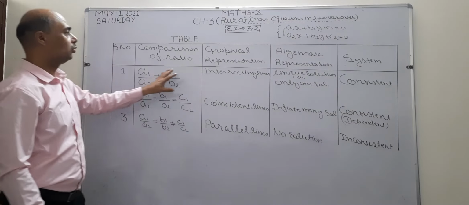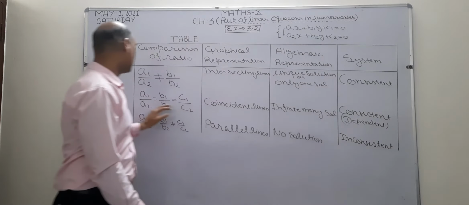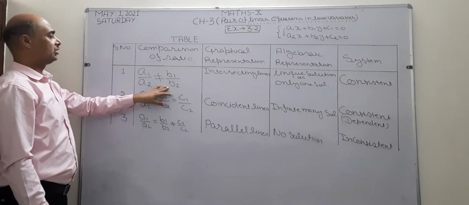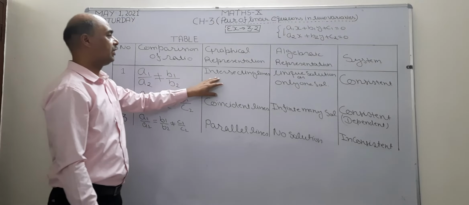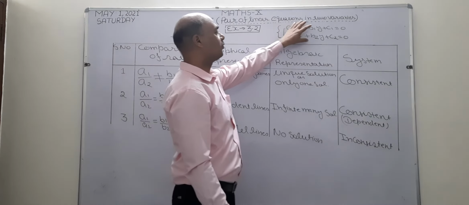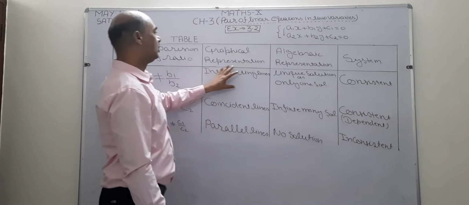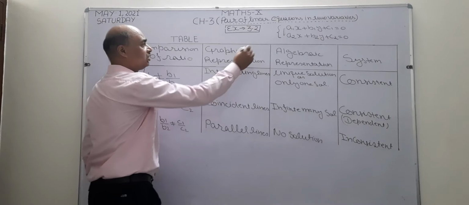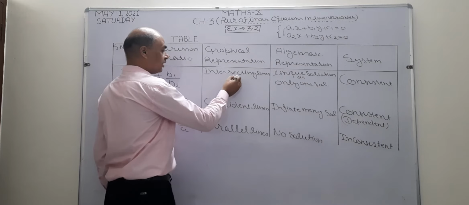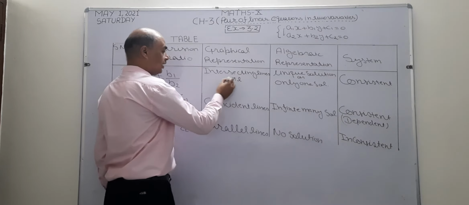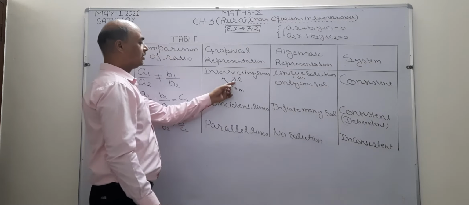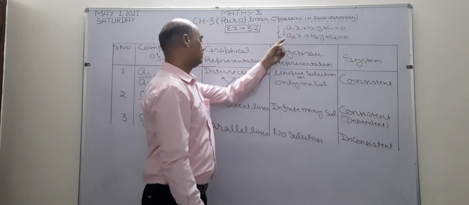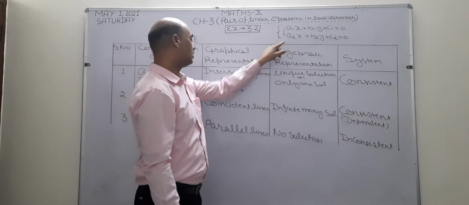If the ratio of these two are not equal to each other, then such type of pair of linear equations represent intersecting lines. Means when we draw the graph of such equations, the graph lines represent intersecting lines. Intersecting lines means graph line L and graph line M intersect each other. L means representation of the first line. Graph line M means representation of the second line.